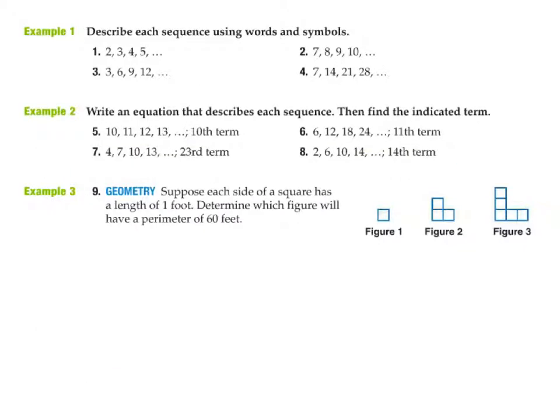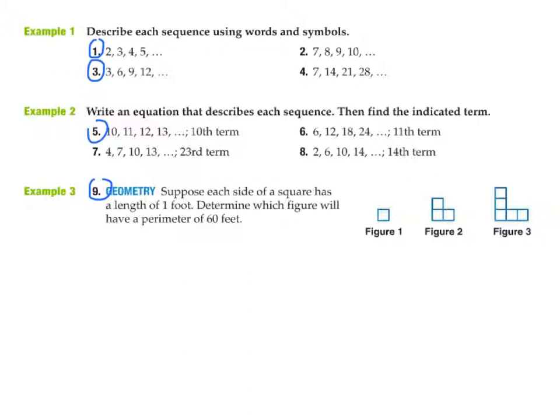Now at this point, I would like you to go through and practice with these. I think that it would be smart for us to do a few of them, but not all of them. So you might want to copy them down and try them all. Great questions for me to throw on a quiz here and there. Describe each sequence using words and symbols. We'll do 1 and 3. And we'll do number 5. And then we'll go ahead and do number 9.